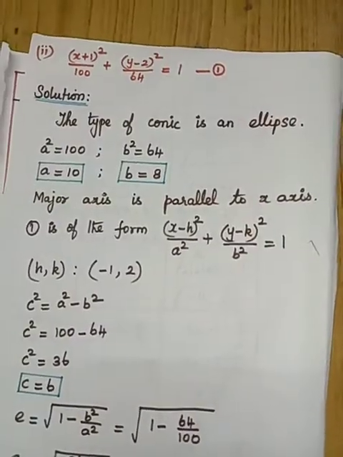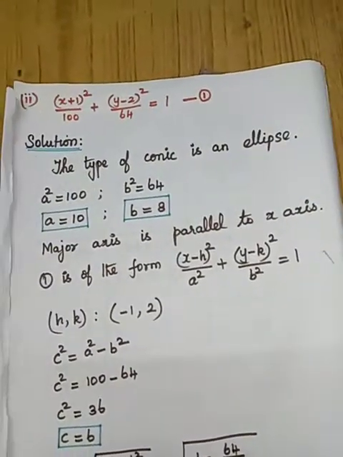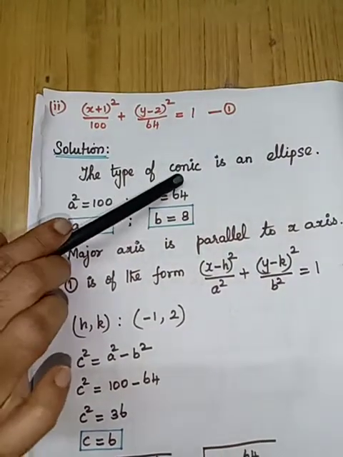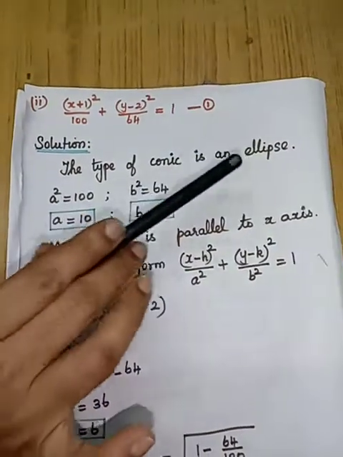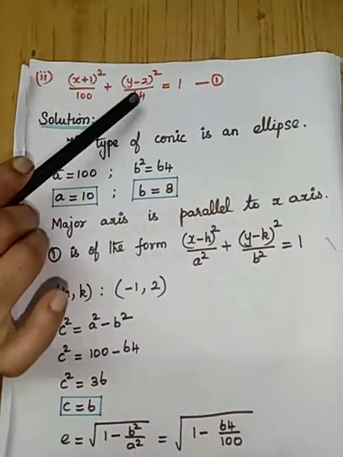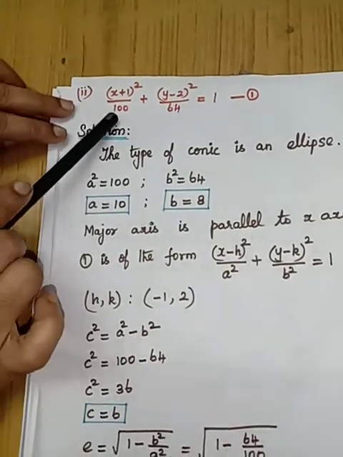So next problem. See the second problem, the same way you have to proceed. See, in between you are having plus, so the type of the conic is an ellipse. So if it is an ellipse, what you have to see? The first thing you have to see the denominator, and you have to find out which is the greater number. So what is the greater number here?